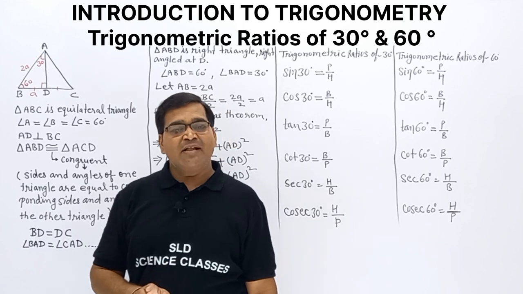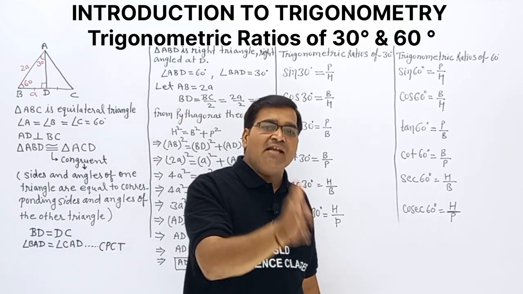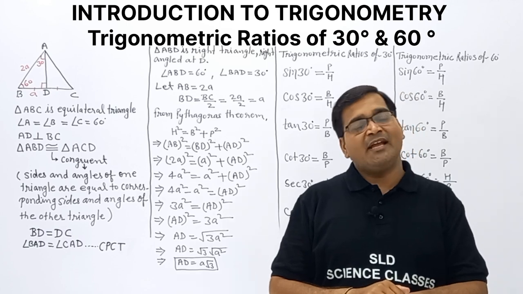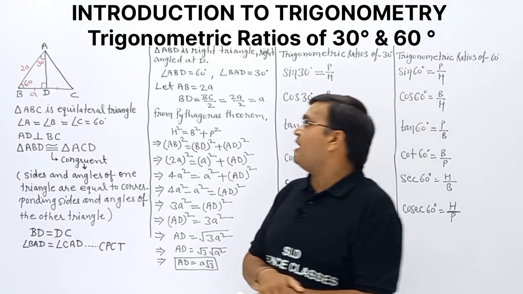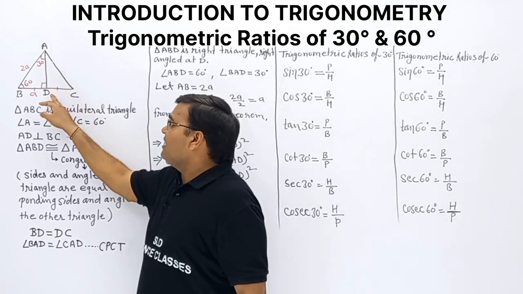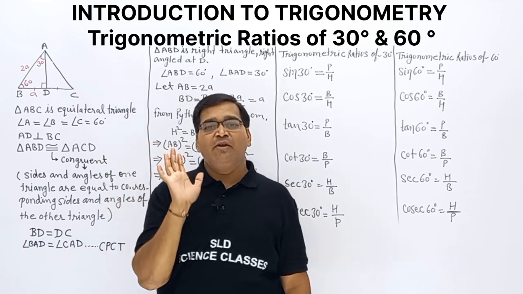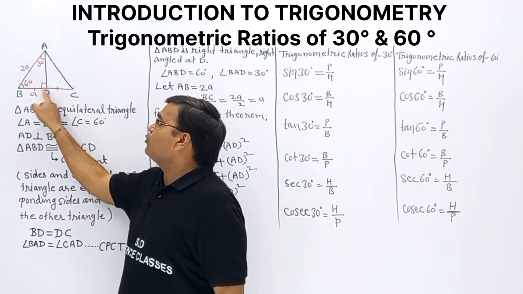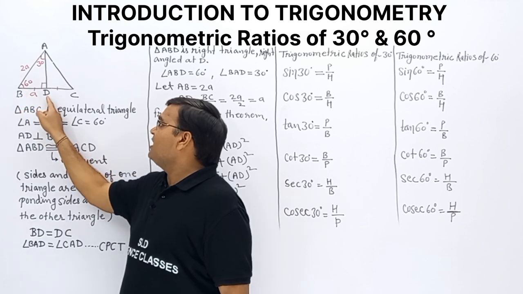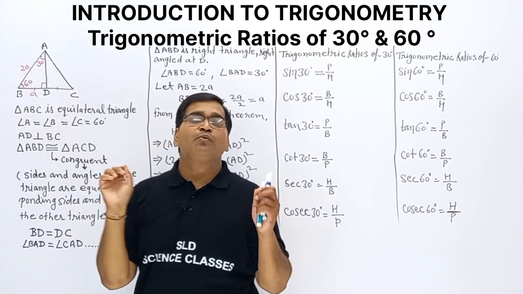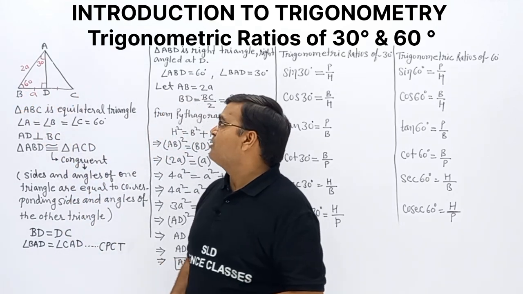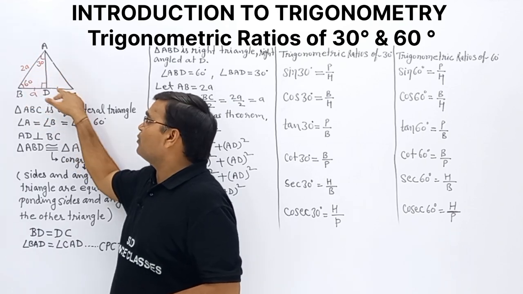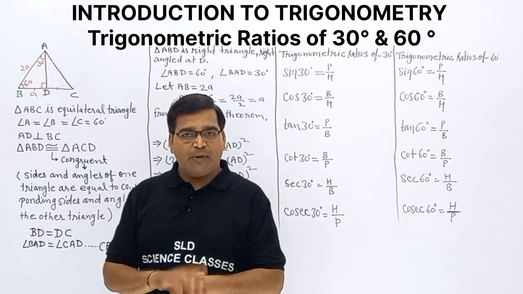60 degree. Once we are bisecting this angle, bisecting means 60 divided by 2, so the angle will be 30 and 30. Clear? We are drawing this AD on BC as a perpendicular. Then this line divides BC into two parts, one is BD, another is DC, and both will be equal. It means we are getting two right triangles, and both will be congruent.